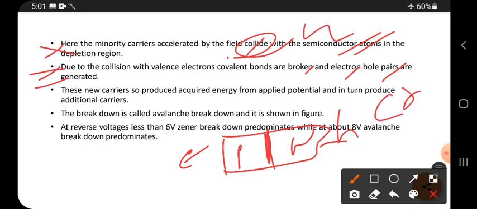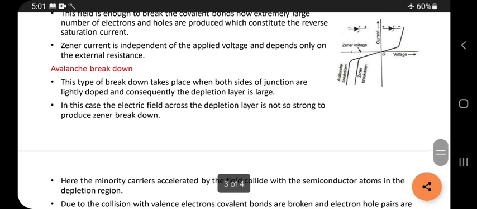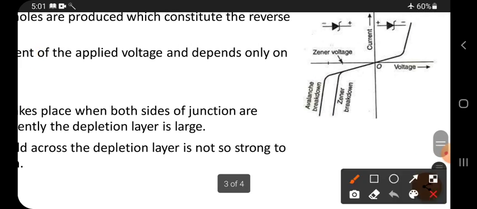These new carriers so produced acquire energy from the applied potential and in turn produce additional carriers. Again, these generated electrons collide with other atoms and produce one more electron-hole pair. This breakdown is called avalanche breakdown, and it is shown in the figure. So this is avalanche breakdown, and this is Zener breakdown.